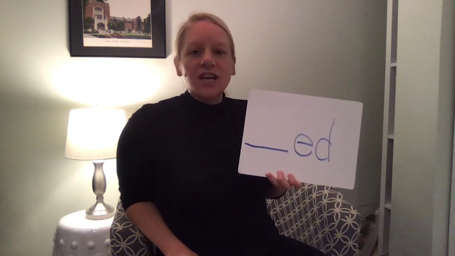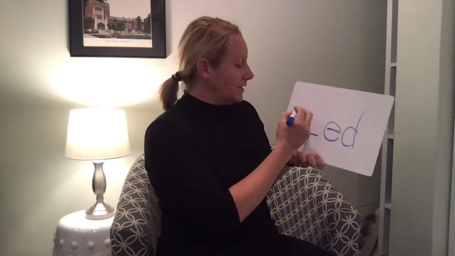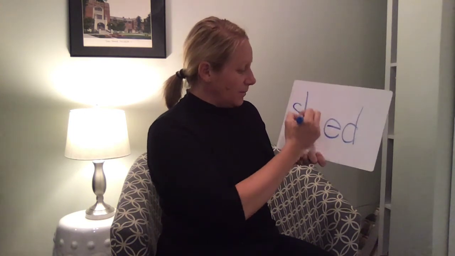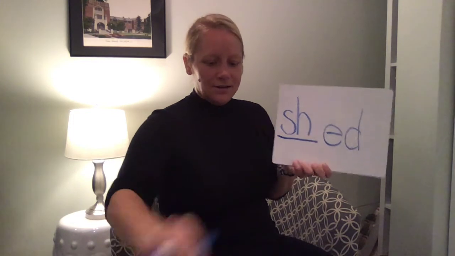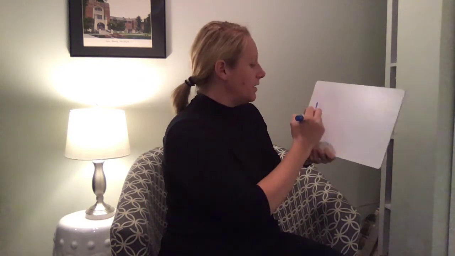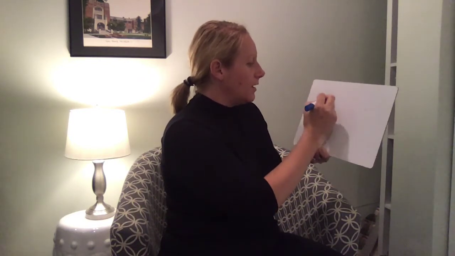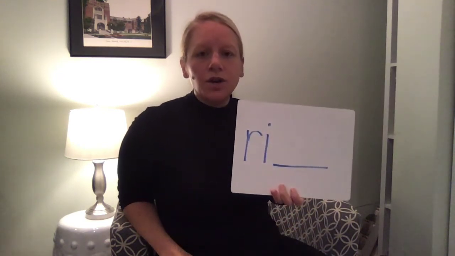Listen for the sound. Shed. I hope you wrote down SH, ship, sh, shed. Here's our next one. The word I'm going to make is the word rich. I'm going to give you R-I. You tell me which digraph is missing at the end of the word rich.